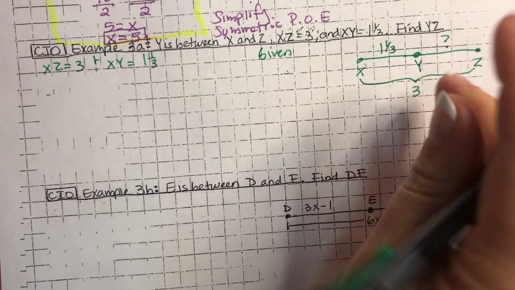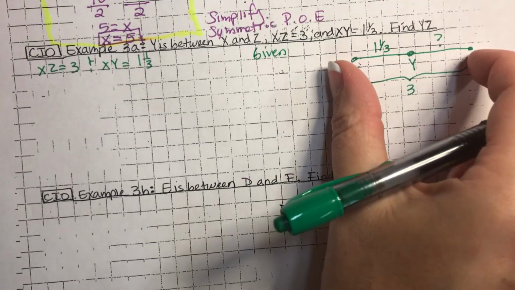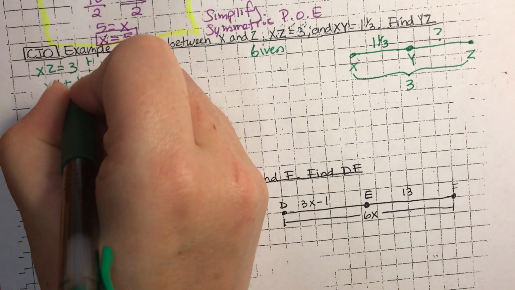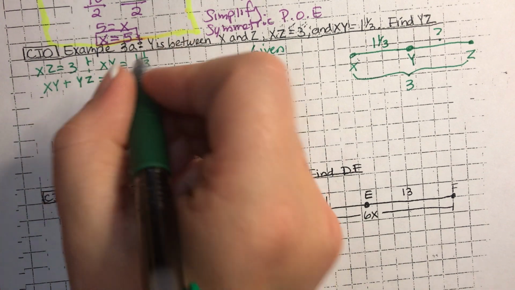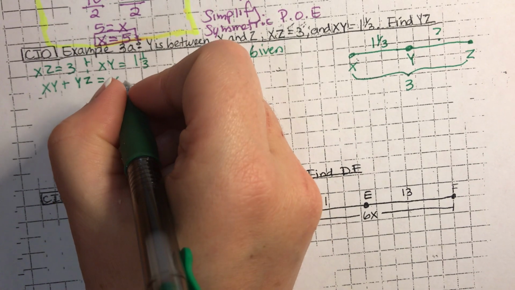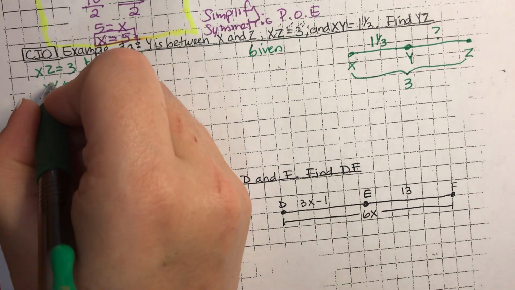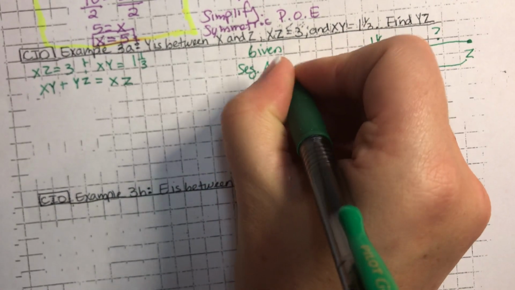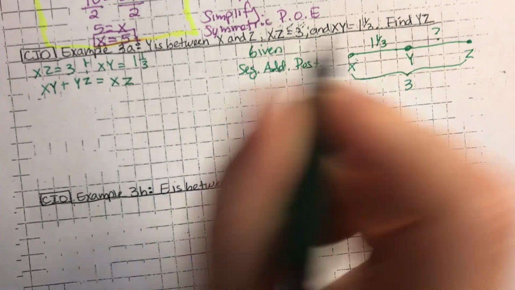The segment addition postulate is this piece plus this piece equaling the whole. Xy plus yz equals xz. Remember, we're going to do it in symbols. You have to do it in symbols. So just buy in. Okay, that is our segment addition postulate.